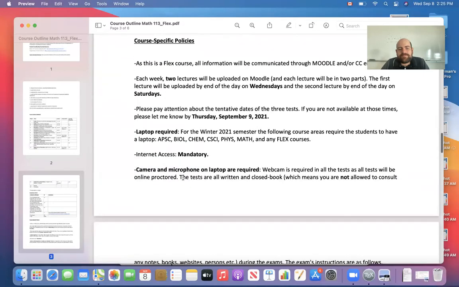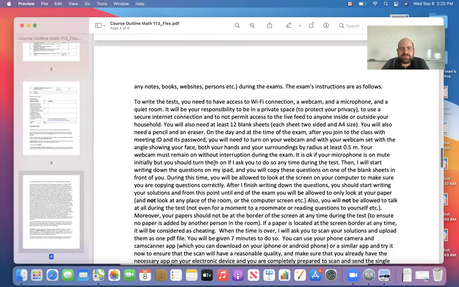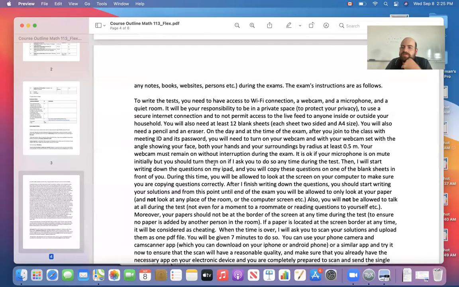And I wrote here about the test instructions. I strongly suggest that you go over these instructions very carefully. But let me tell you the idea. The idea is that all the tests will be closed book. Sometimes you may be allowed to have a one page formula sheet, but it depends on the test. I will let you know before the test whether you're allowed to have that one page or not.